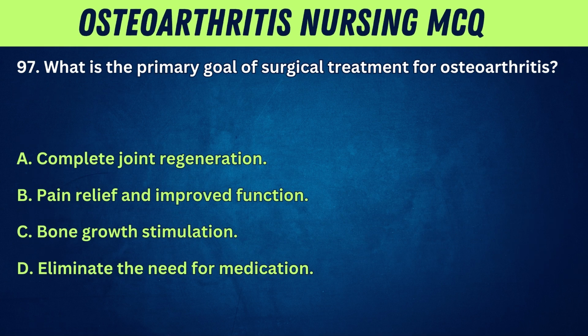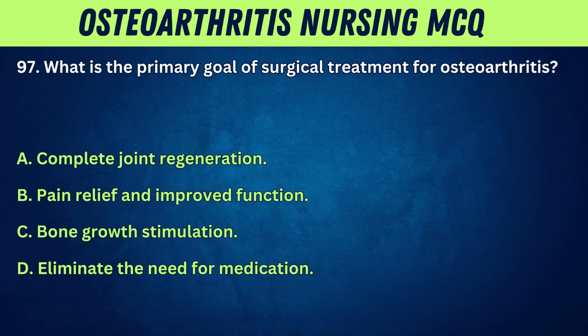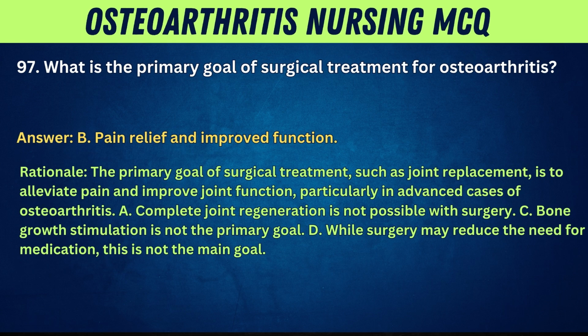97. What is the primary goal of surgical treatment for osteoarthritis? A. Complete joint regeneration. B. Pain relief and improved function. C. Bone growth stimulation. D. Eliminate the need for medication. Answer: B. Pain relief and improved function.